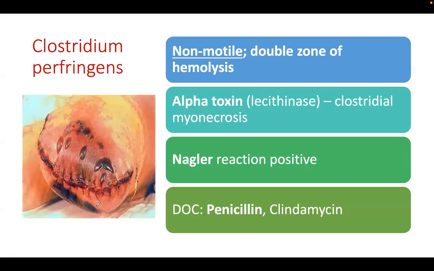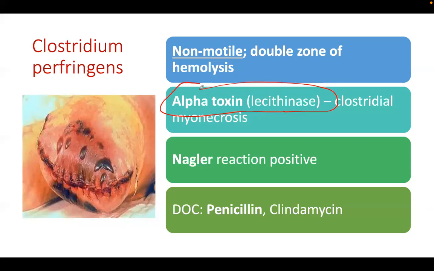The next, we have here the famous Clostridium perfringens, which is, of course, associated with a characteristic double zone of hemolysis. This is the toxin everyone has to memorize, lecithinase. Now, there's also the famous Nagler reaction. Treatment here would be penicillin. You can add clindamycin as well.